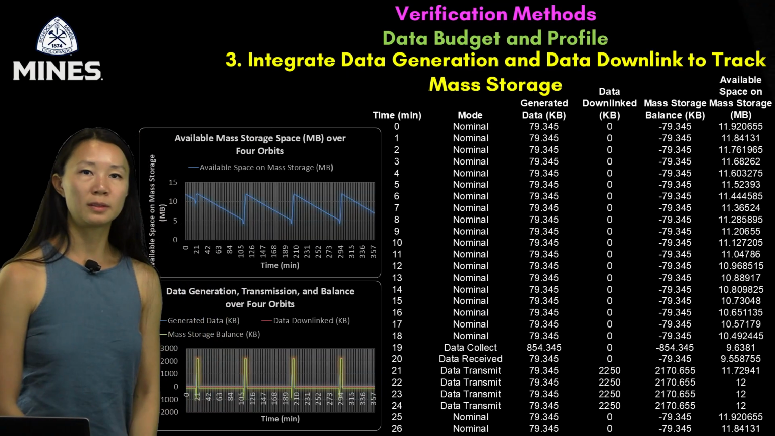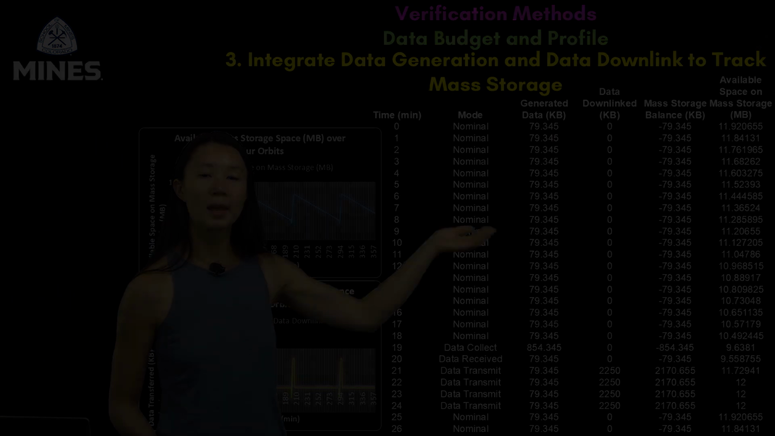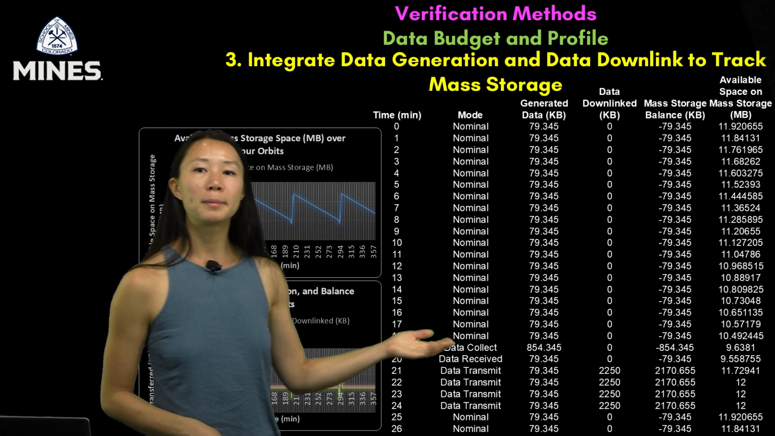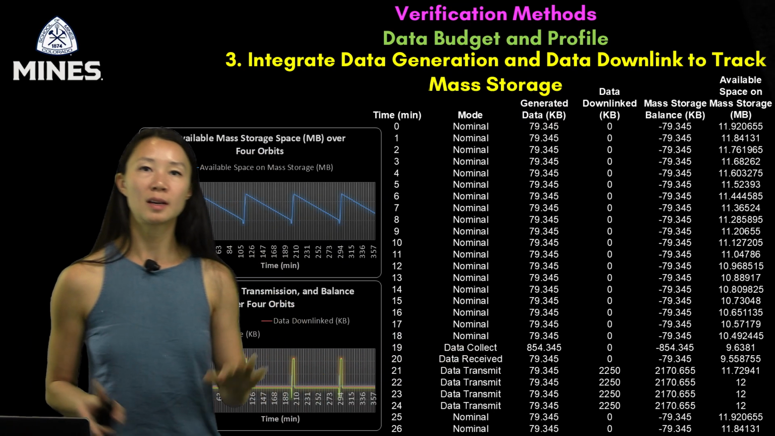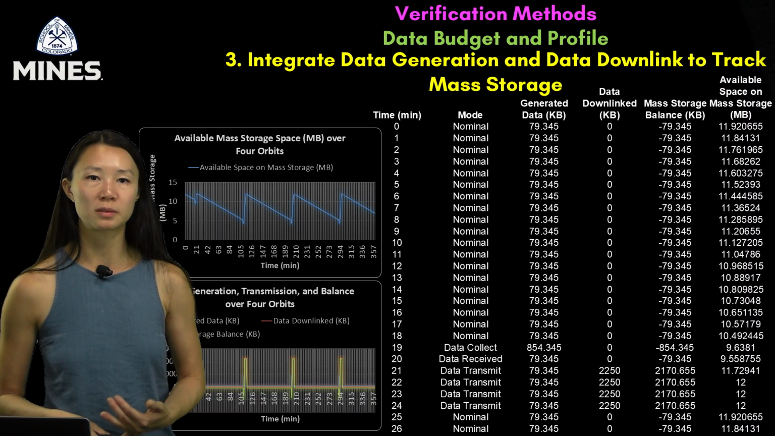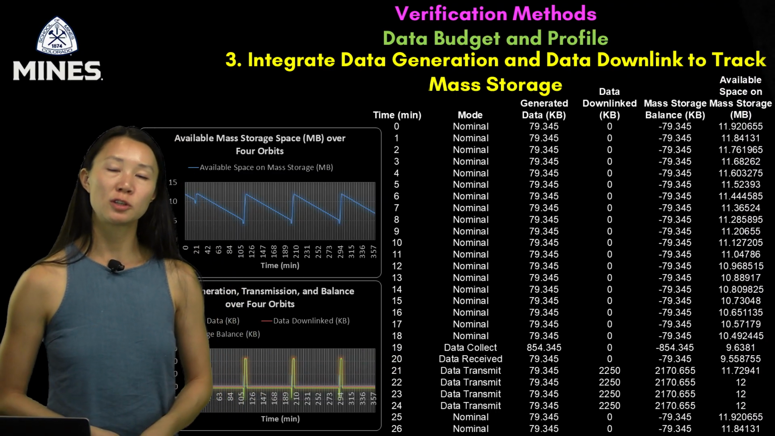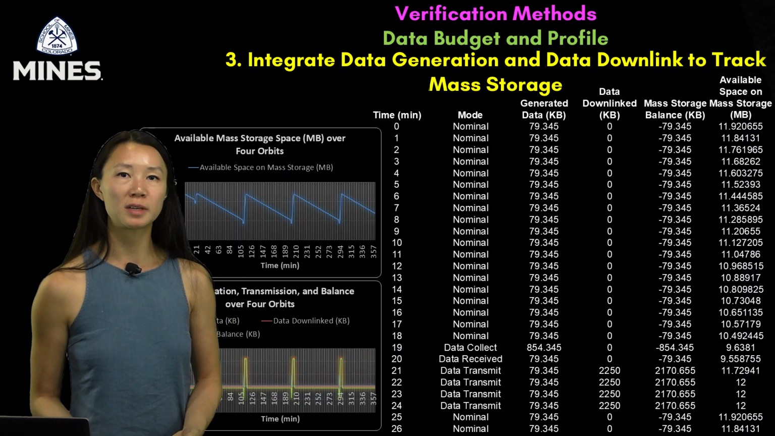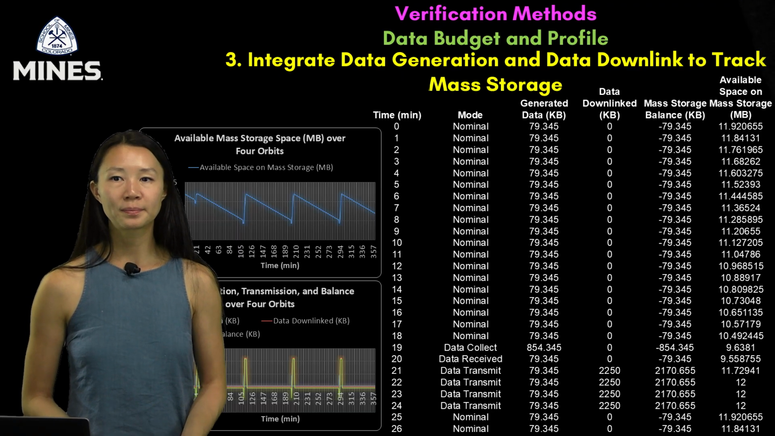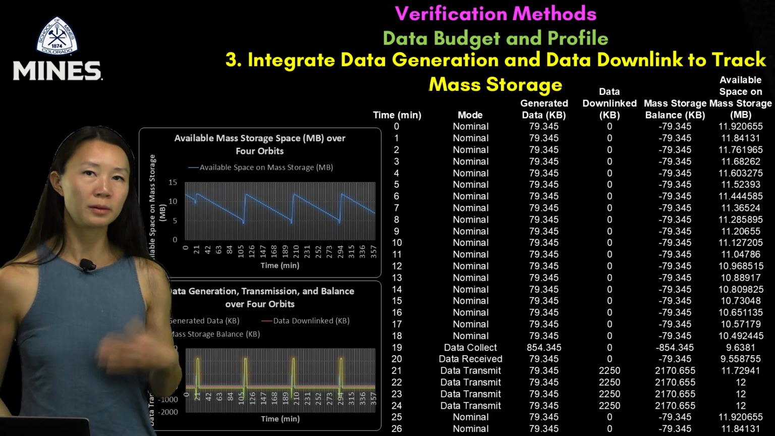In nominal mode, we generate about 79 kilobytes per second, which can be seen here. But in data collection mode at minute 19, we generate a burst, 854 kilobytes, which causes a sharp drop in free storage. Downlink starts at minute 21 with 2,250 kilobytes offloaded each minute, which clears out our backlog and restores capacity. By minute 25, we're back in nominal operations and the cycle begins again.